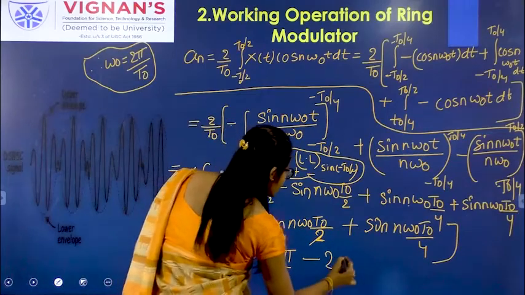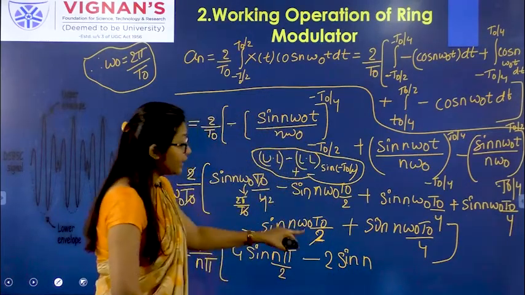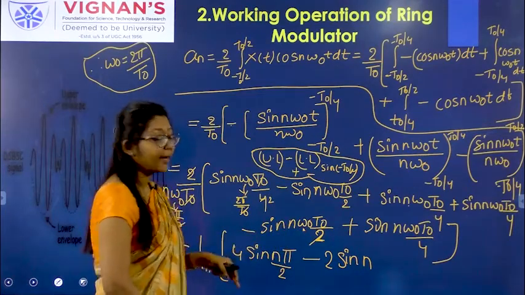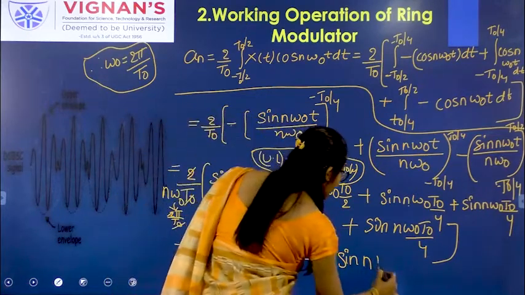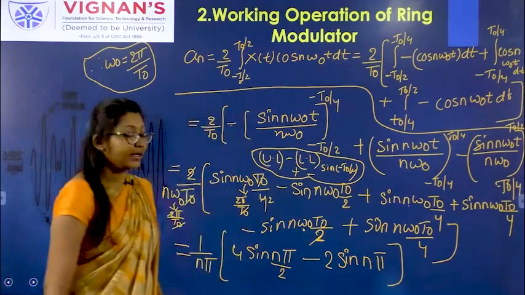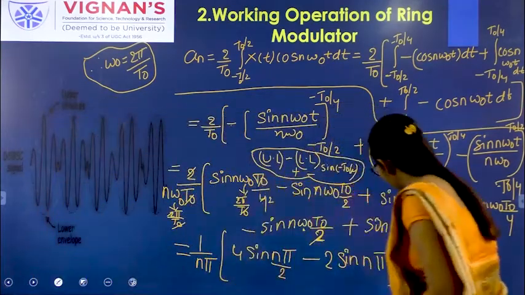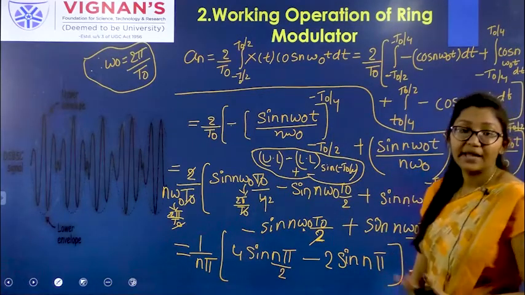So minus 2 sin n. If I write omega naught as 2 pi by T naught, then T naught will get cancelled, 2 will get cancelled, and total sin n pi will remain. So again I am modifying it. If you see here, sin n pi, sin pi means 0.